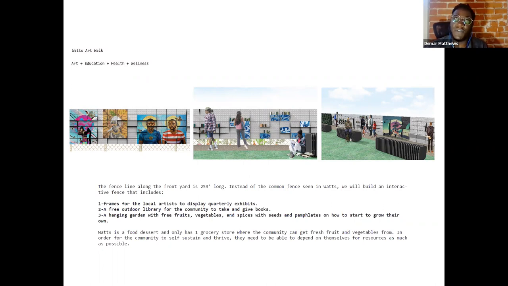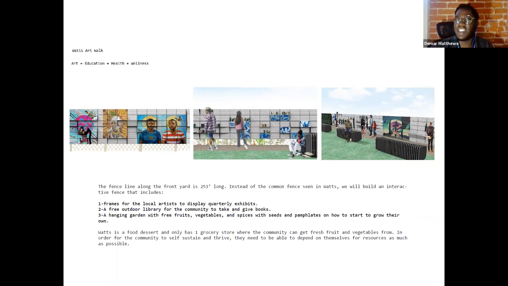We have about 15 different fruit and vegetables and spices growing right now, and we're growing about another 15 or 20. We're going to give these out for free along this art walk that's going to happen along this fence line. Along with the free produce, we also have additional programming where we can teach the community how to grow their own organic fruits and vegetables and hopefully continue this idea of growing along their fence line, some for themselves, some for the community on the other side. Besides the free produce, we have an outdoor library that we've already started collecting books for.